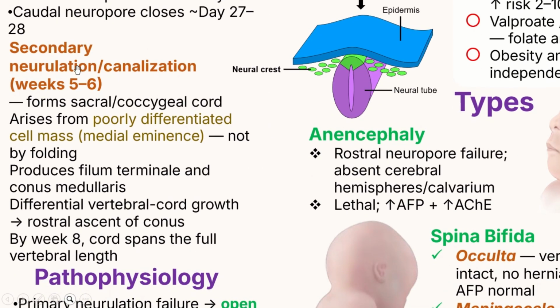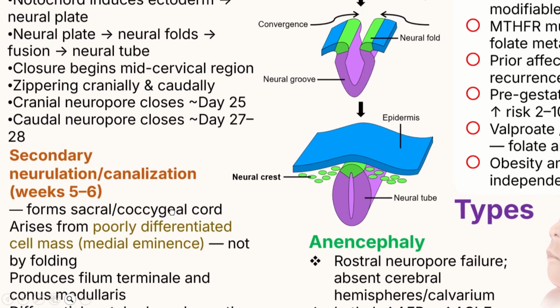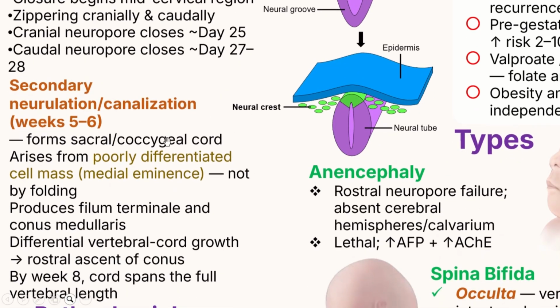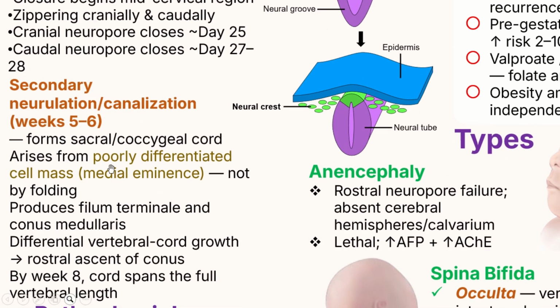Then secondary neurulation, or the canalization, is going to form the sacral and coccygeal cord. So the sacral and coccygeal are not going to come from primary neurulation, they're going to form after, and they are going to arise from the poorly differentiated mass that is at the end, which is the median eminence. And it is not by folding. Basically, we are not having any foldings anymore. What we are having is proliferation, so they're going to be dividing, and they produce what we call the filum terminale and the conus medullaris.